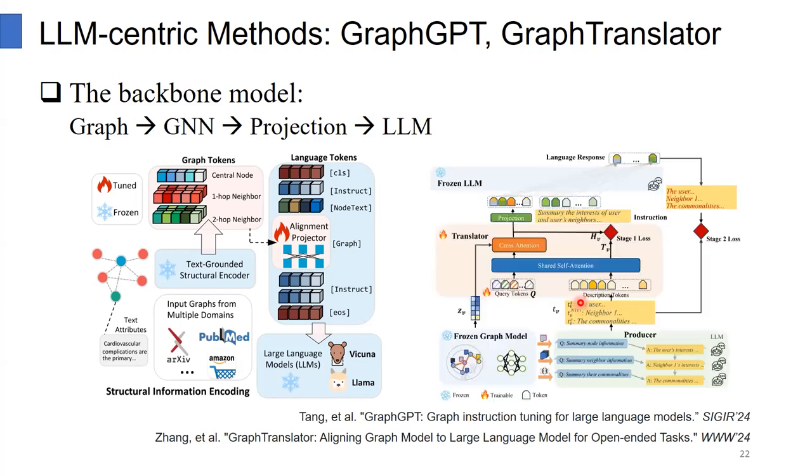Okay, and then the second paper, Graph Translator, is from Professor Shi's team, right? It's actually accepted to TWW, and it will be presented later in the main conference. In this paper, they have designed a producer to generate more information about the graph, and then it goes through a translator module. The translator module employs different mechanisms such as cross-attention, and this translator module tries to map the GNN output for use in the large language model.